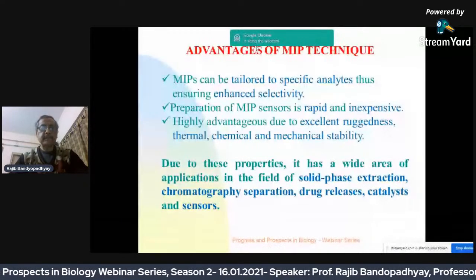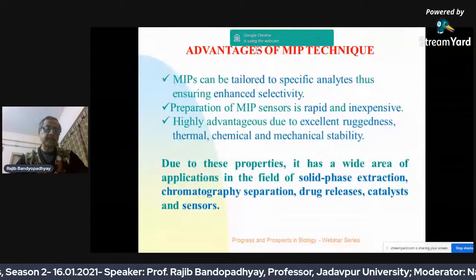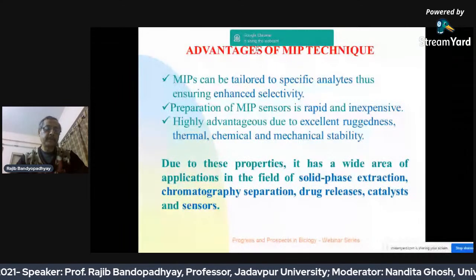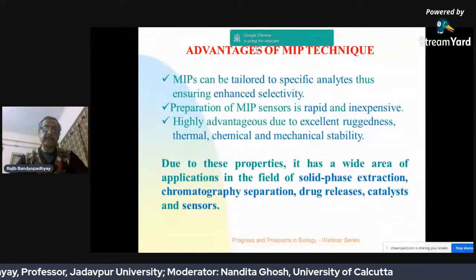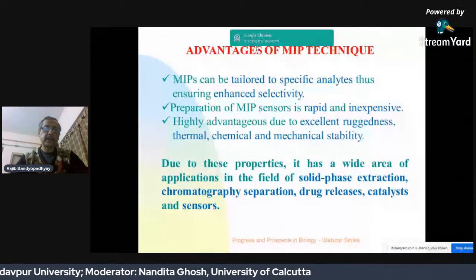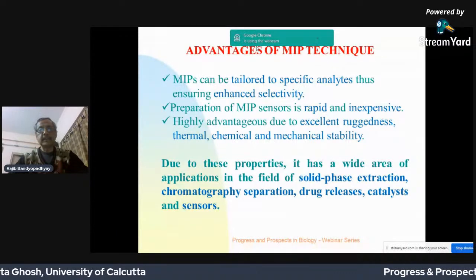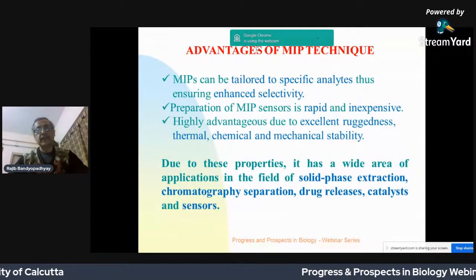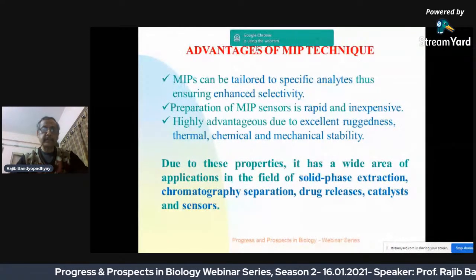So that is the advantage of this molecular imprinting technique. Although there are some issues related to selectivity, we have found that particularly for large molecules, this MIP technique is giving excellent results, because that particular shape that is generated is particularly suited to attract those molecules only. Okay, so these MIPs are now being used for several purposes.